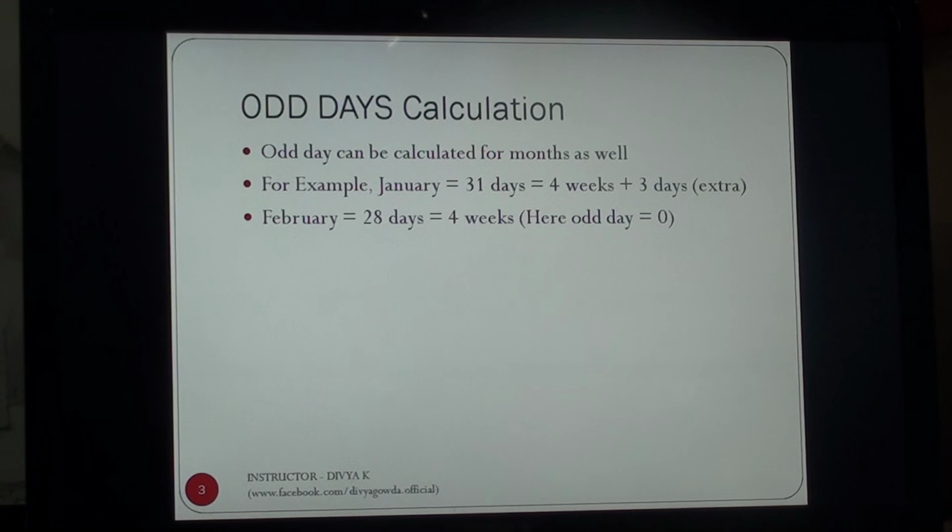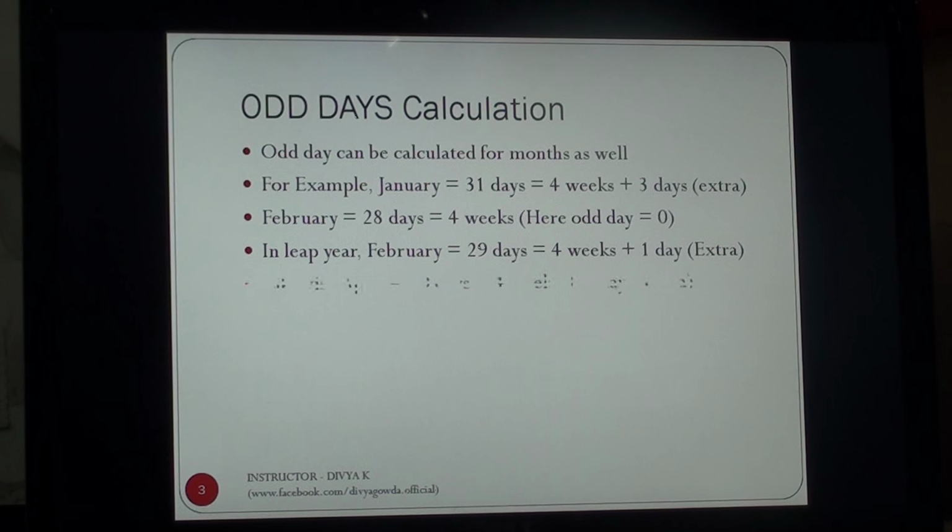Similarly, in February, if we consider a normal year, it will have 28 days, but 28 days is exactly 4 weeks. So here I can say there are no extra days. That means odd days will be 0. In a leap year, February will have 29 days, so it will be exactly 4 weeks, but 1 day will be left over. That is 1 day extra, or 1 odd day. Likewise, in April, we have got 30 days, which is 4 weeks plus 2 days extra, and so on. You can calculate for the months.